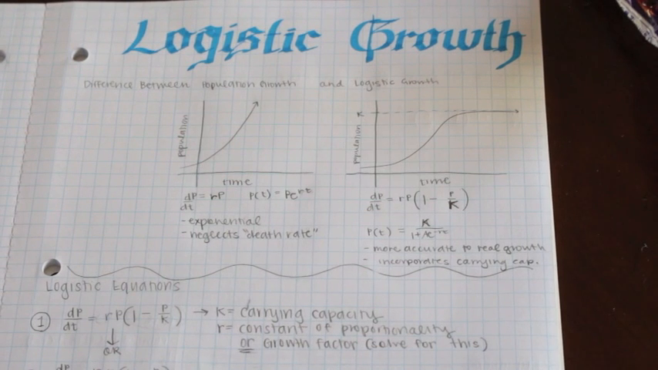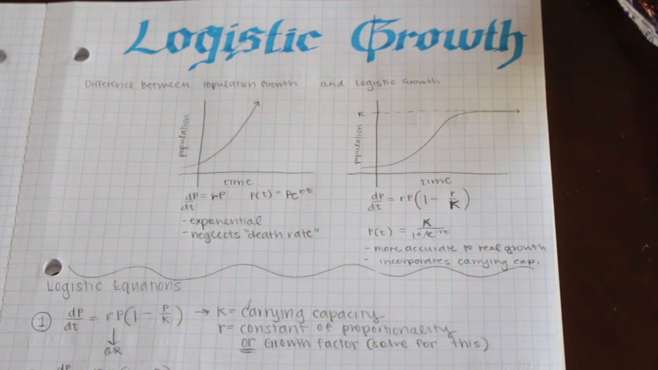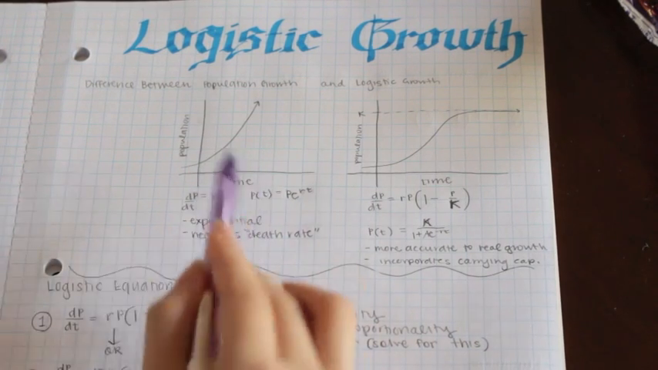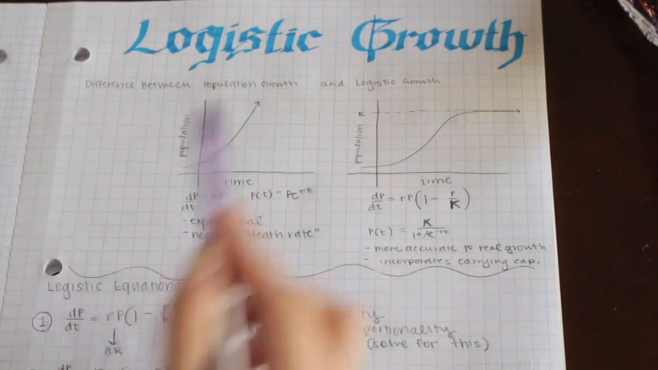Hey guys, today I'm going to be teaching you a little bit about logistic growth. So one of the main things you're going to want to know about logistic growth is how it differs from just normal population growth. With population growth, it is going to be solely exponential and it's going to neglect a death rate. So as time goes on, the population is just going to keep increasing.